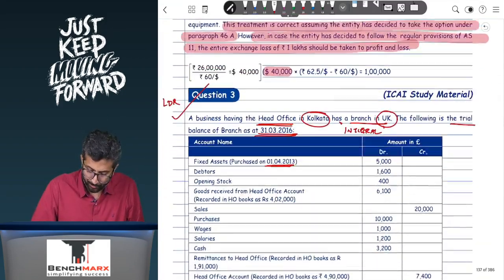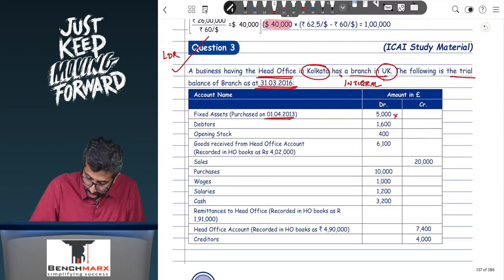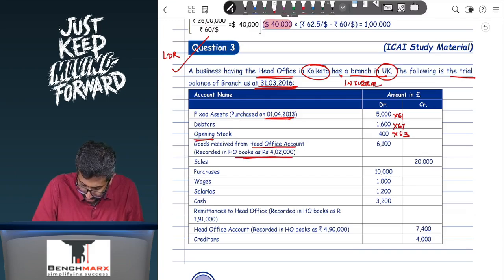So what will I do? I will convert fixed assets at the rate of 61, that is the rate on the date when fixed assets were purchased. Debtors are monetary items at the rate of 67. Opening stock is opening at the start of the year, and hence this will be at the rate of 63. Goods received from the head office recorded in HO books at 4,02,000. Now this will be converted at actuals. This will appear at 4,02,000 only.